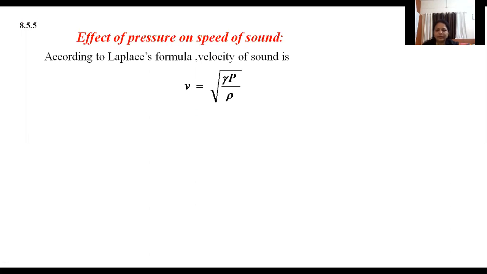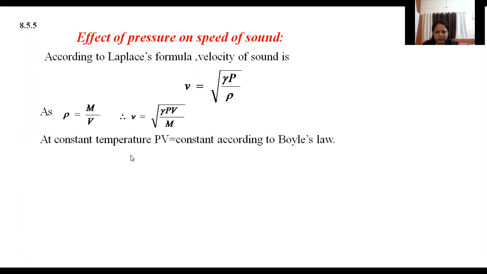In another way we can prove it by this. As we know the density is mass upon volume, and if we put here the value of rho in this formula, then we get V is equal to under root of gamma PV upon m. And at constant temperature, PV is equal to constant. We know by Boyle's law, PV is equal to constant when temperature is constant. So by this also we can say that PV is constant, mass is also constant, and gamma is again a constant value. So from this also we can say that if P is increased or decreased, there is no difference on the velocity of sound.